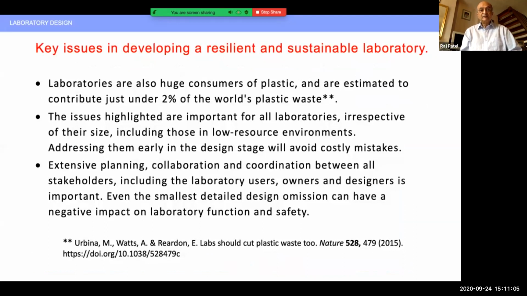So key issues. Laboratories are huge consumers of plastic as well, and we need to think about that. And I'm aware that I'm running over my time, so I'm going to skip this, just appeal: use less plastics.